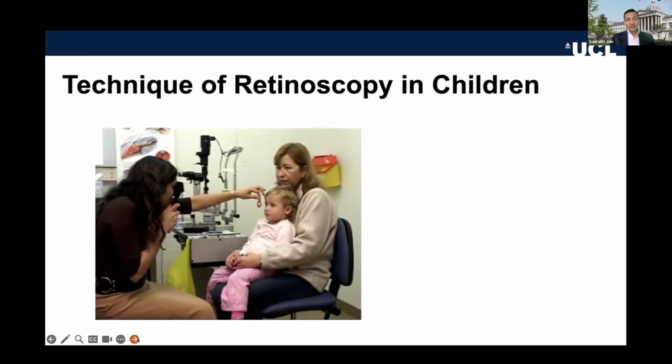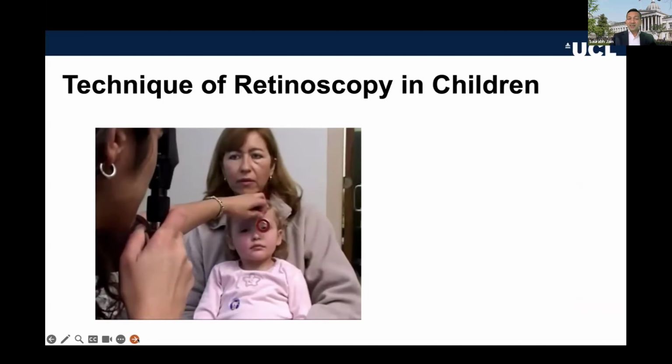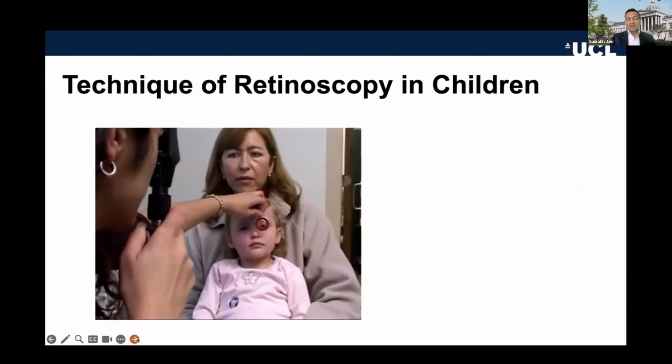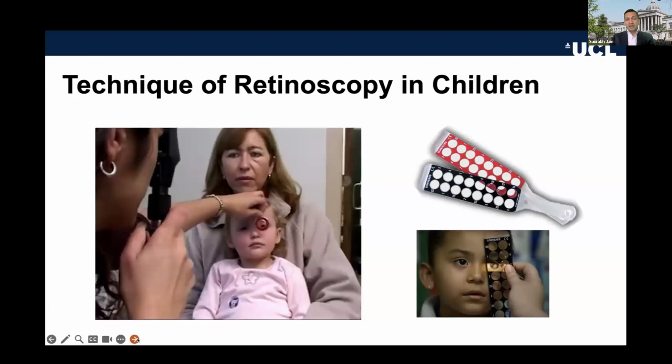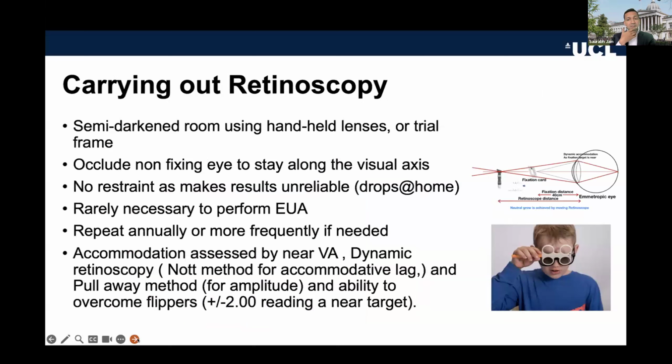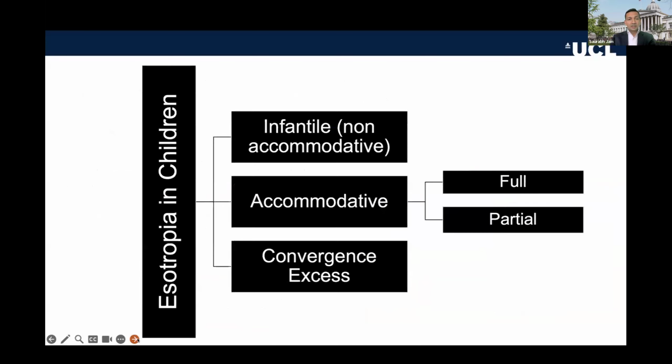If the eye is deviating, then it's a good idea, I feel, to occlude the other eye, so you're always on axis. We very rarely restrain the child, because if you restrain them, you don't really get very good results, I feel. And in some very anxious children, it helps to give them the drops at home so that they are put in before they come to you and they are already dilated. For me, a game changer has been these refractive pet paddles, because they can very quickly help you bracket to get to an approximate refraction even in the most uncooperative child, and then you can go from there. We've heard about the dynamic retinoscopy method, so I won't really go into that, but just to say it is also very, very useful when evaluating these children.